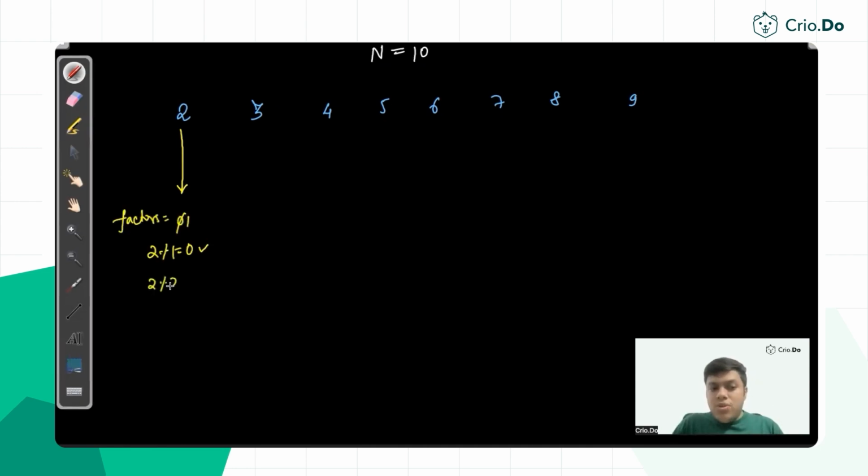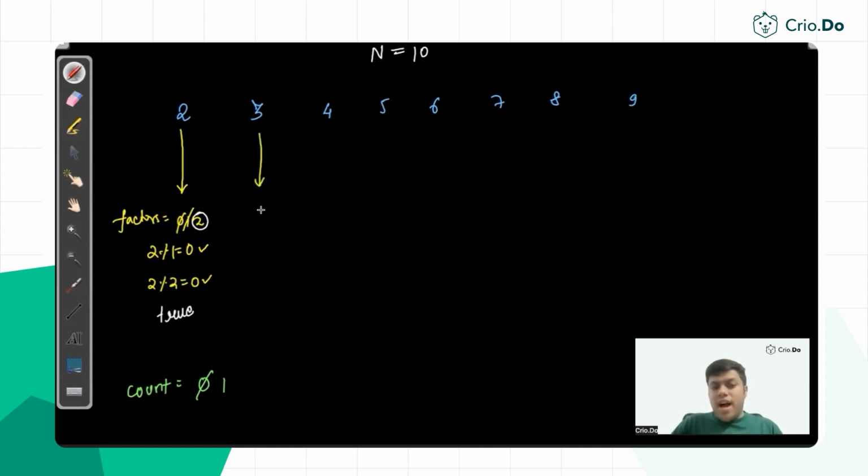Now I will check for 2. Is 2 modulus 2 also 0? Yes, it is also 0. So the number of factors will become 2. Since there are exactly two factors, the answer will be true. If the answer is true, count, that is the number of prime numbers, will go from 0 to 1. That is, count will become plus plus.